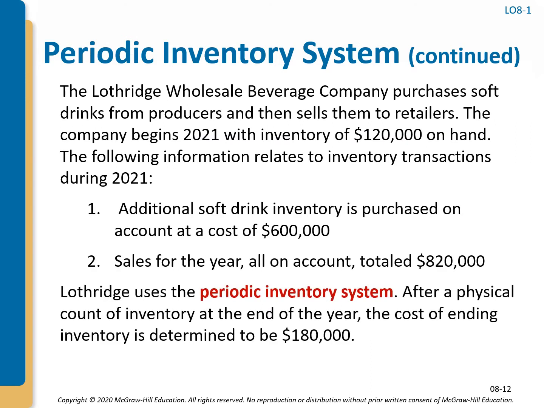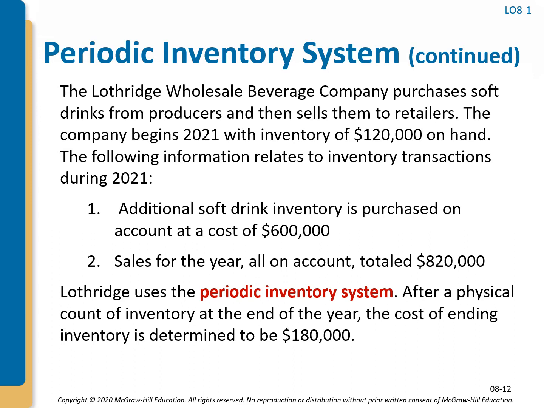Here is an example of Lothridge Wholesale, this time with the periodic system. The Lothridge Wholesale Beverage Company purchases soft drinks from producers and then sells them to retailers. The company begins 2021 with inventory of 120,000 on hand. The following information relates to inventory transactions during 2021.